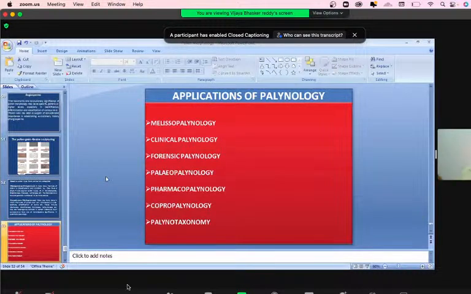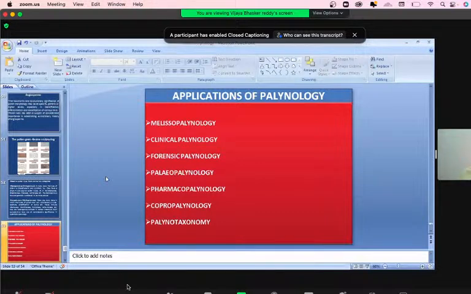They form the various patterns, and those patterns help you in the identification process. This is all about the pollen morphology that we have done. And there are other important applications of palynology; if you see, there are many important applications.